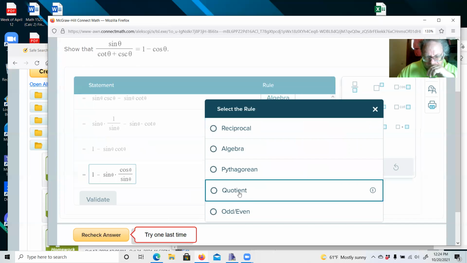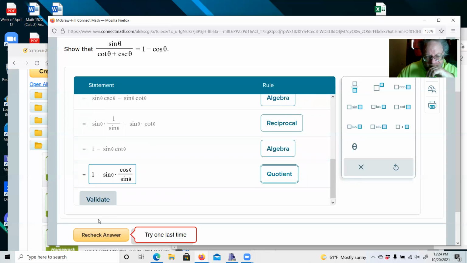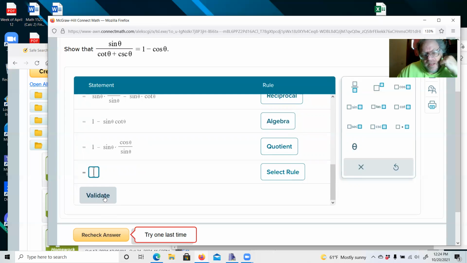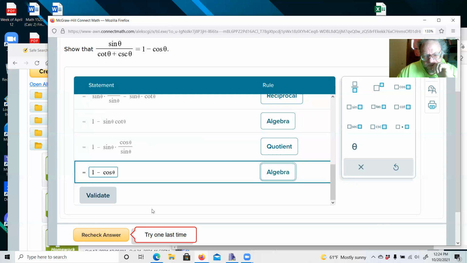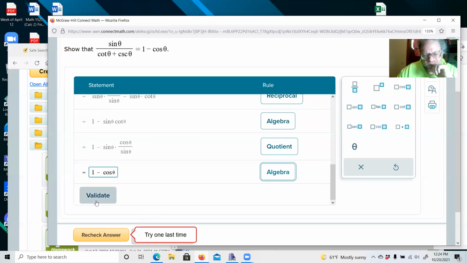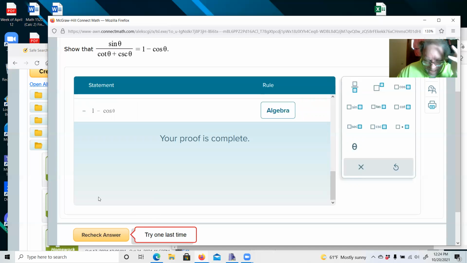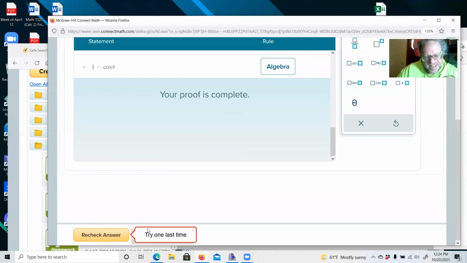Okay, my rule is a quotient rule because we turned a cotangent into something. Oh my goodness. 1 minus, I'm going to say cosine theta, and the rule we used was algebra. Okay, sine, cancel sine. Yay, we're done.